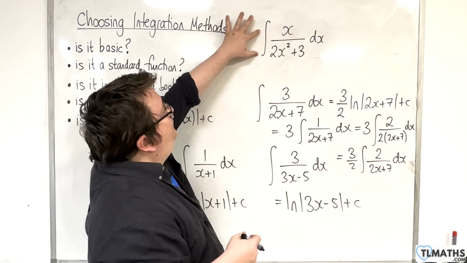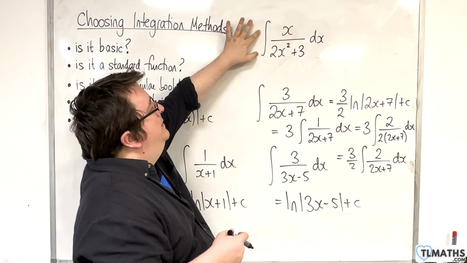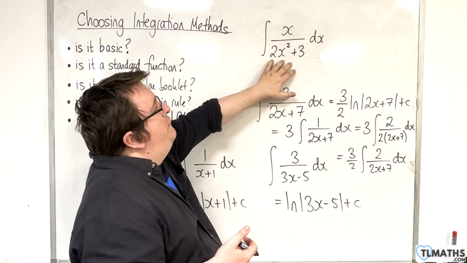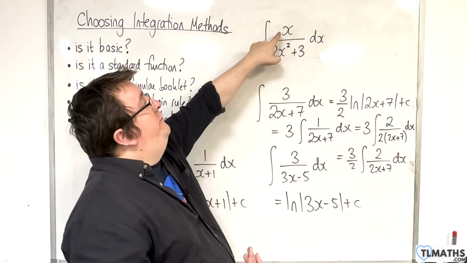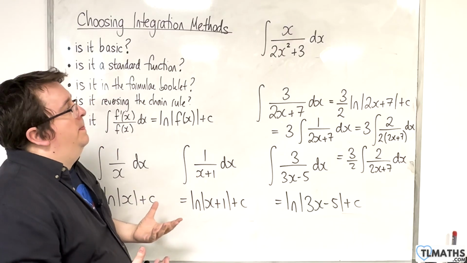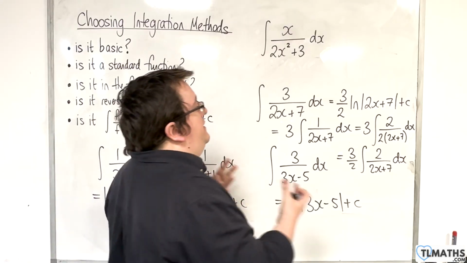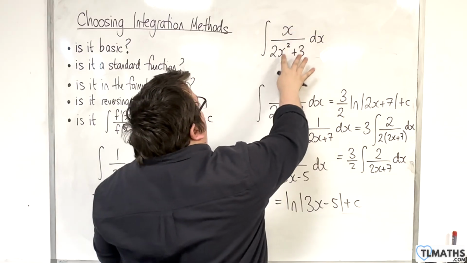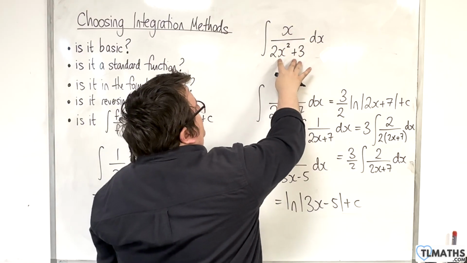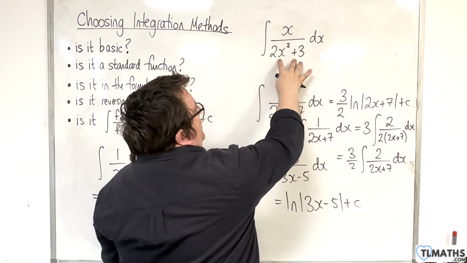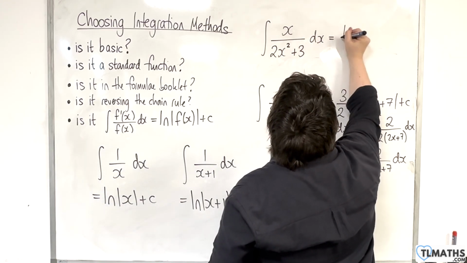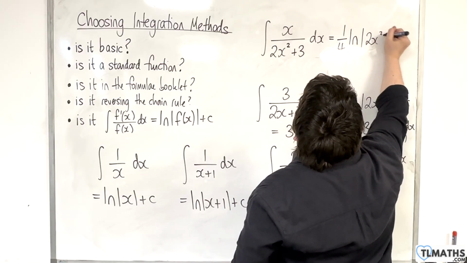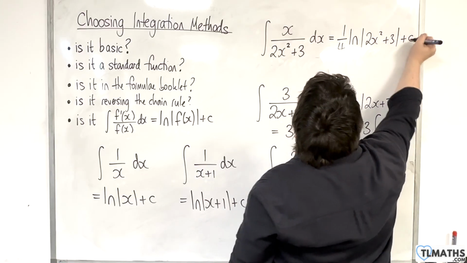Let's look at this one. x over 2x squared plus 3. Again, fraction. Does the bottom differentiate to the top? Well, the bottom differentiates to 4x, and we've got x on the top, so not quite. So if we use a similar idea here, we divide the x by the derivative of the bottom. So x divided by 4x is a quarter. And that's what comes out the front. 1/4 times the natural logarithm of the modulus of 2x squared plus 3 plus c.